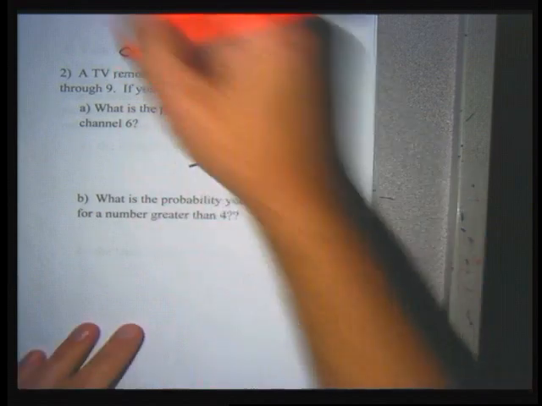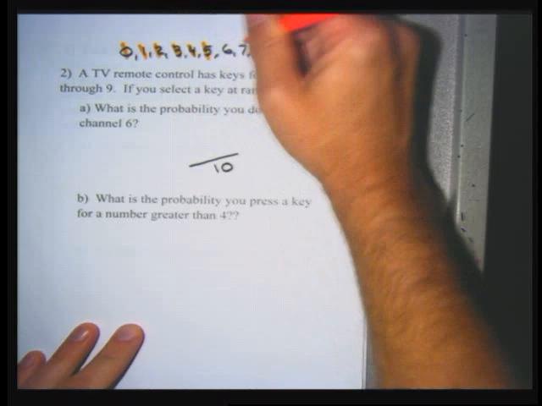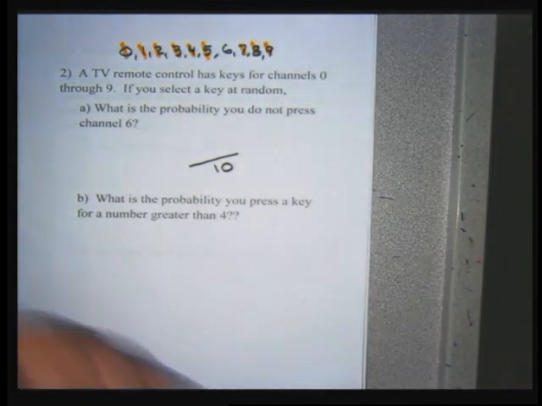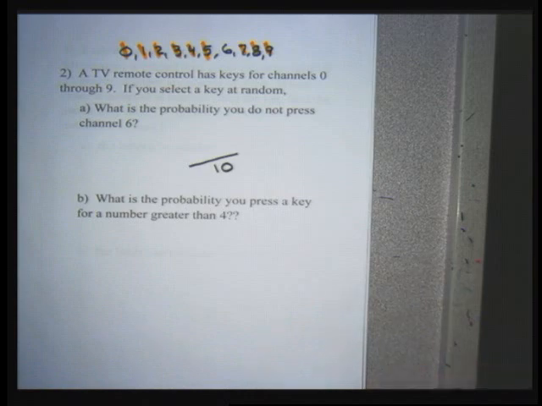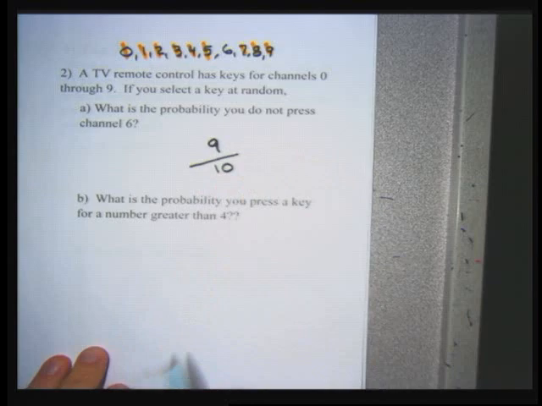And then for do not press the number 6, I need to count all the numbers that can be pressed that fit do not press the number 6, and that's all 9 of the numbers other than the 6.